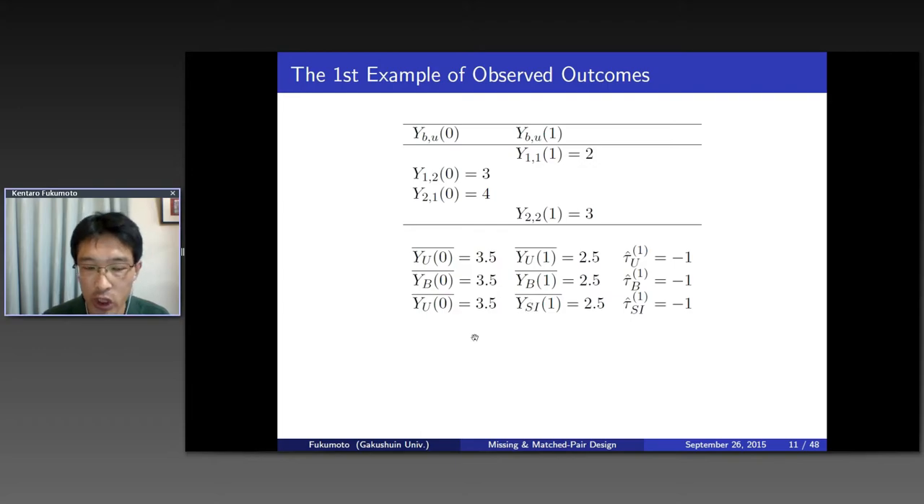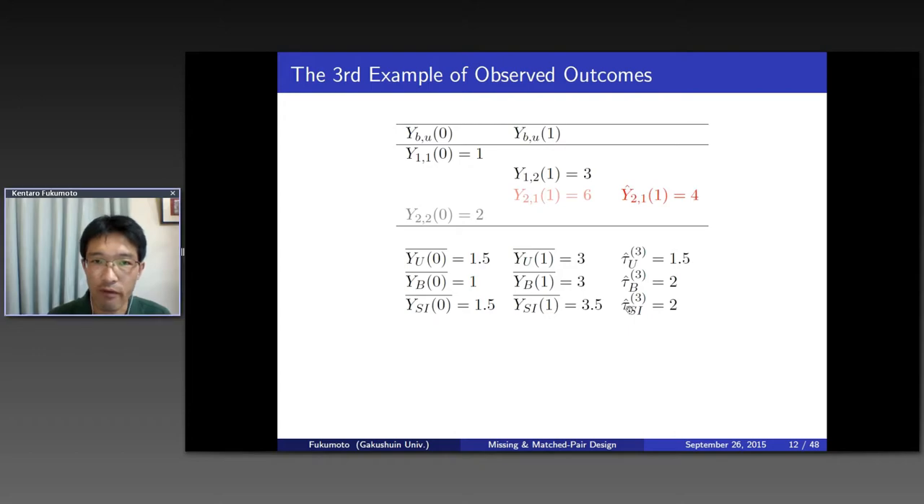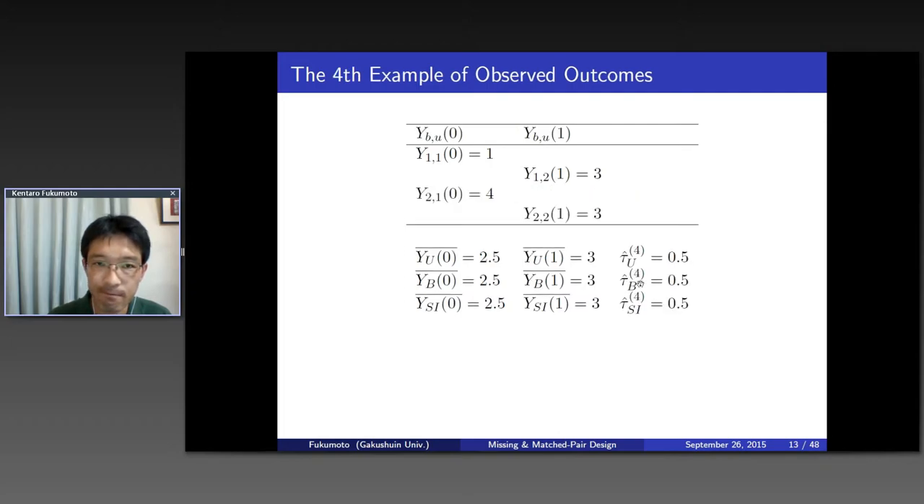And now we go back to the first example where we observe all units. So all three estimators lead to the same estimate value. This is the third example of observed outcome. And now in the first block, the first unit is control and the second unit is treated. And again, three estimators lead to different values of ATE estimates. Finally, this is the fourth example. And now in the second block, the first unit is controlled and the second unit is treated. So we can observe all four units. So all three estimators lead to the same estimate of ATE.